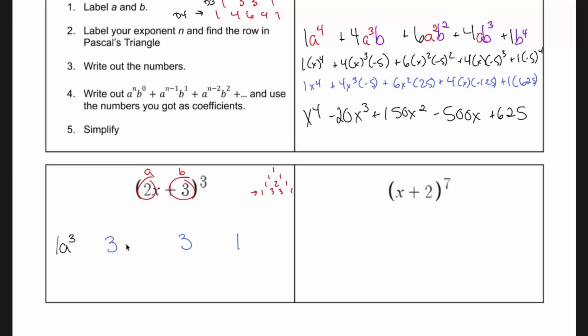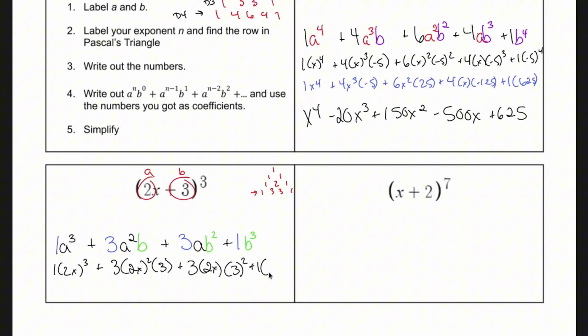A to the 3rd, A squared, A, no A. Go to the right and work your way down. B to the 3rd, B squared, B, no B, plus signs in between. Plug stuff in. A is 2x, so 1 times 2x to the 3rd, plus 3, a squared, so 2x squared. B is positive 3, plus 3, a is 2x, b is 3 squared, plus 1, b is 3 cubed.